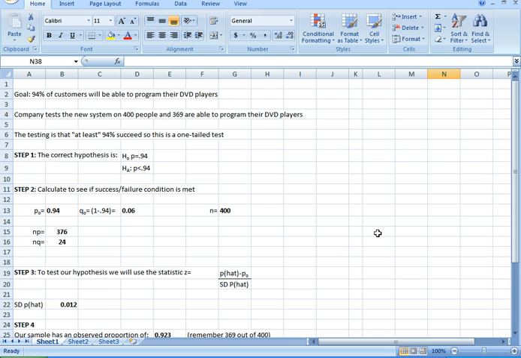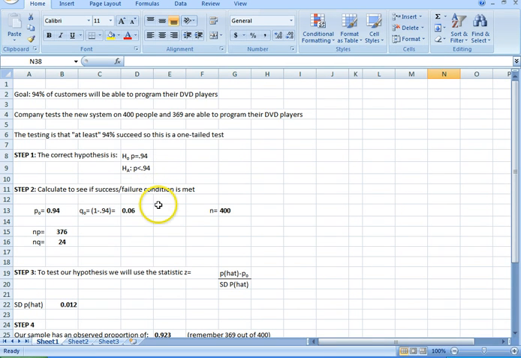So the testing is going to be that at least 94% are successful in using their DVD players after the new instructions. The fact that this is an "at least" tells us that this is a one-tailed test. We need to look at our hypothesis, and as you can see, my first step here is to show the correct hypothesis. I show the null hypothesis as p equals 0.94. Our alternate is that p is less than 94%.